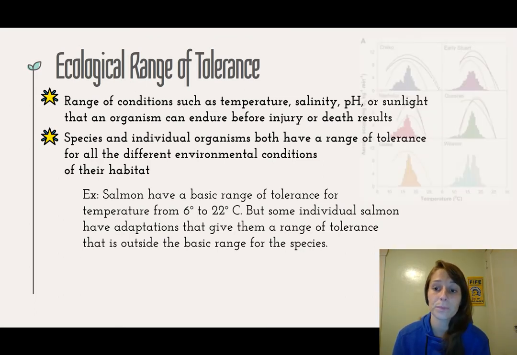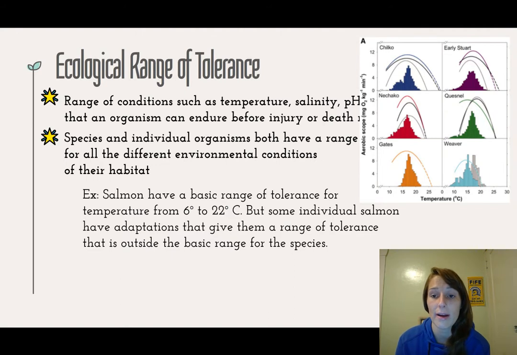So if we were to look at this graph here, this is going to show us 6 different subspecies of salmon. And if we are looking at the x-axis here, it's talking about temperature. And then the y-axis is talking about aerobic scope, which means the amount of oxygen that they are able to intake. So if we look at each of these different ones, you can see on the graph you have multiple individuals in each of these bars.